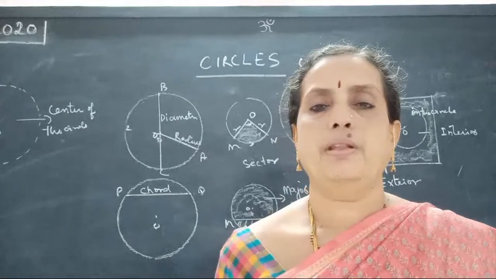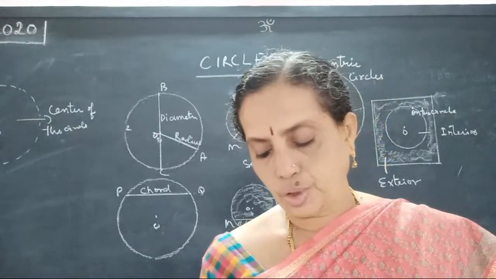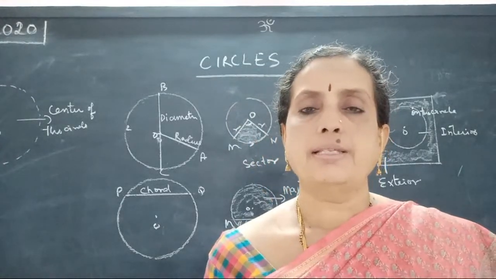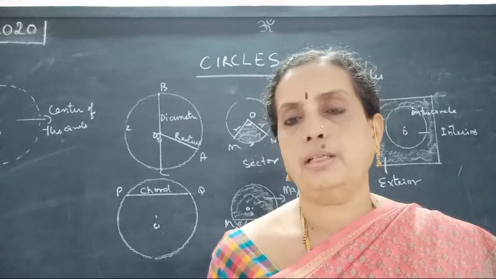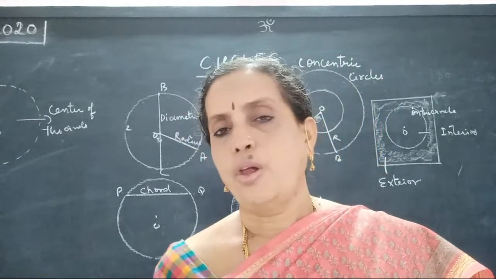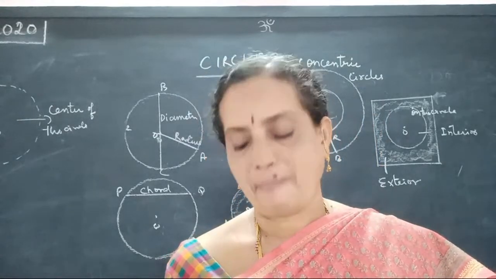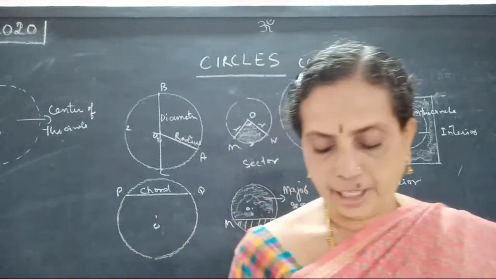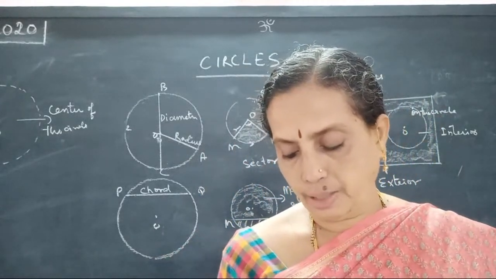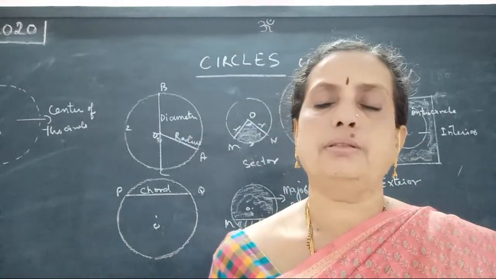Next. A chord of a circle which is twice as long as its radius is a diameter of the circle. True or false? It is true.